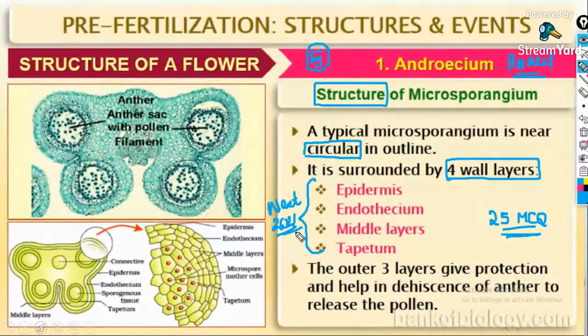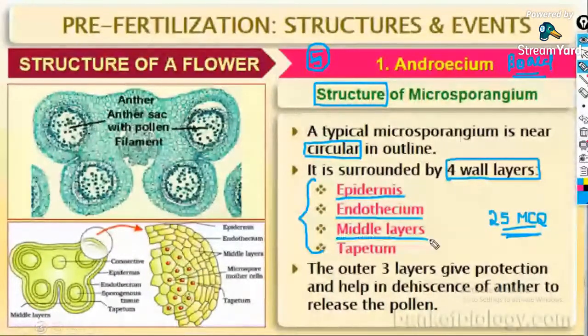Am I audible, everyone? Yes. So these are the layers. Please try to study them in this order itself. The outermost layer will be the epidermis. Inner to the epidermis, you will have the endothecium. Inner to the endothecium, you will have the middle layers, and finally, it is the tapetum.